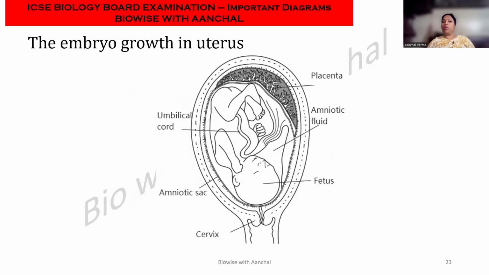Then this is the embryo growth in the uterus, right? You can see the baby growing. Then there is the placenta, amniotic fluid, umbilical cord. These all things are very important. Amniotic sac, that is there.